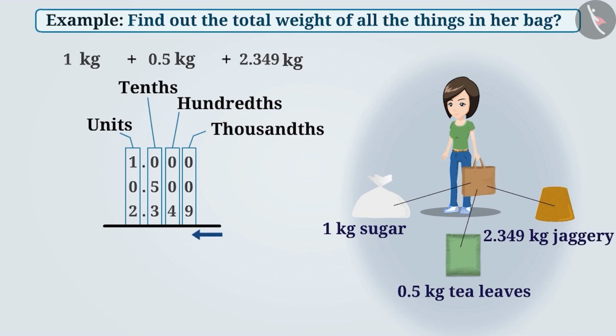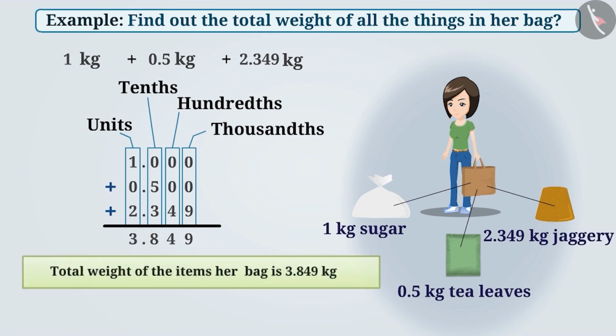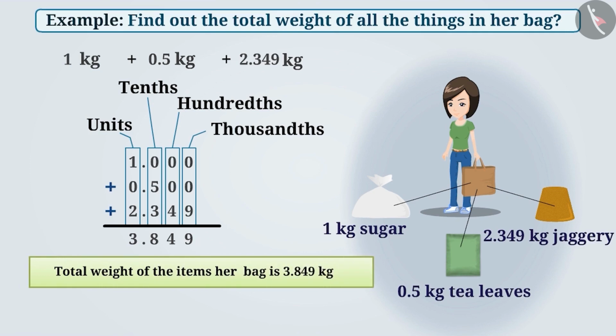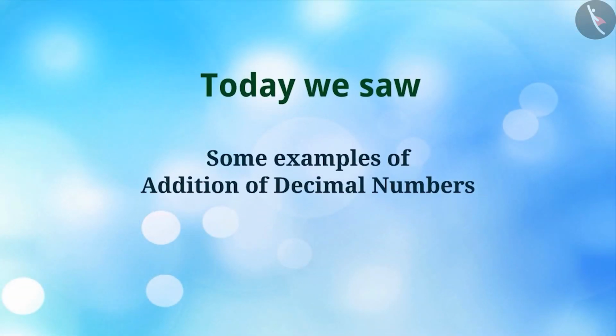Next, we add the digits in each place from right to left. The sum of digits in the thousands place is 9, hundreds place is 4, tens place is 8, and the sum of digits in the units place is 3. Therefore, the total weight of the three items is 3.849. Thus, the total weight of her things in her bag is 3.849 kg. Today, we saw examples of addition of decimal numbers. In the next video, we will clarify some misconceptions on the same topic.